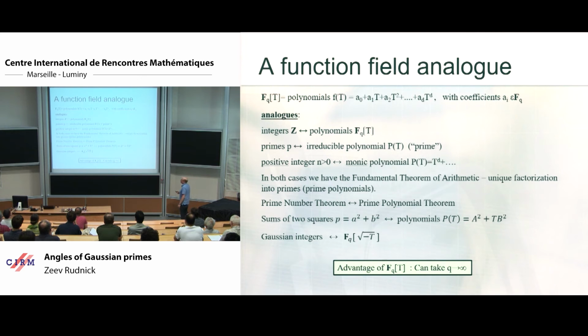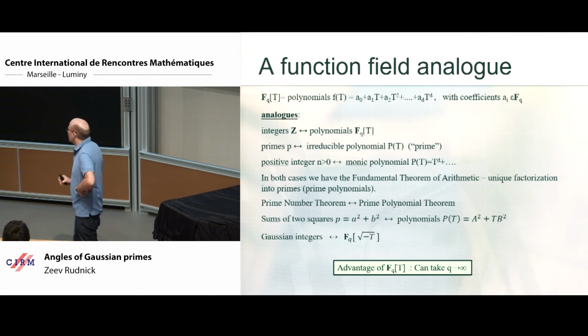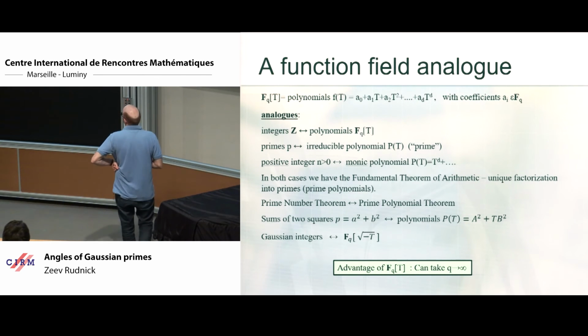And then instead of looking at sums of two squares, you would like to express polynomials as some quadratic form in two variables, and I chose this particular one. You want to express a polynomial as a square of a polynomial plus t times another square of a polynomial. There's a reason for this particular choice, which I am not going to discuss.